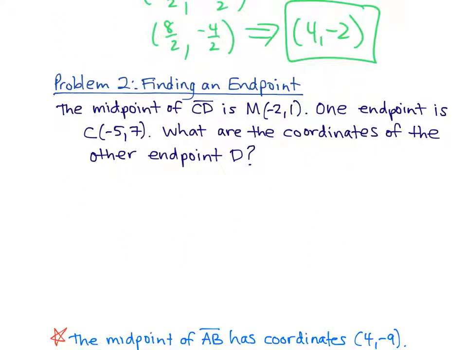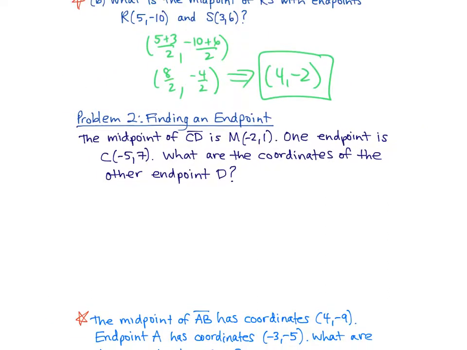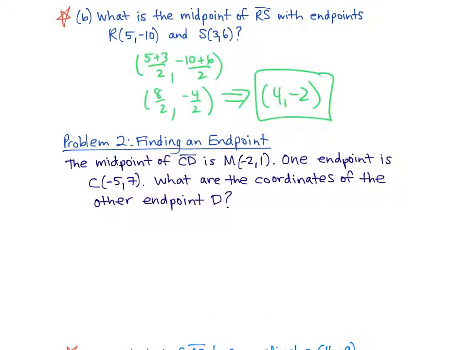Okay, next problem. This is going to be finding an endpoint. So we're basically going to be backing into one of these points, given the midpoint. So we're going to do this a little backwards. Say you know that the midpoint is -2, 1, and you know that one of the endpoints is -5, 7. What's the other endpoint? So let's call the other endpoint x, y, right? And then we're just going to solve for x, y.